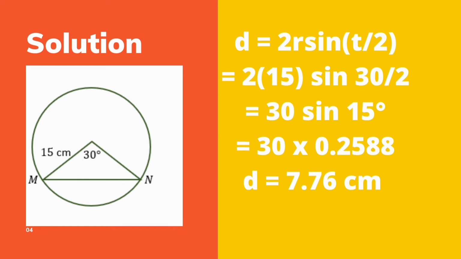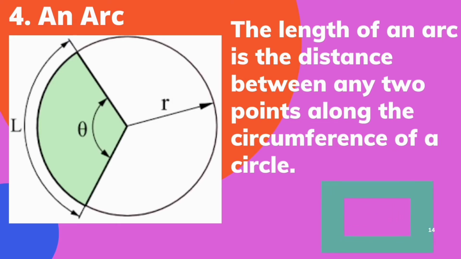So using the formula d is equal to 2r sine theta over 2, and you substitute the parameters given, you are going to have 2 times 15 sine 30 over 2. And when you evaluate 30 over 2, you have 15, and the sine of 15 is 0.2588. When you multiply this by 30, you have the length of the chord being equal to 7.76 centimeters. The next part of a circle we'll be taking is the arc.